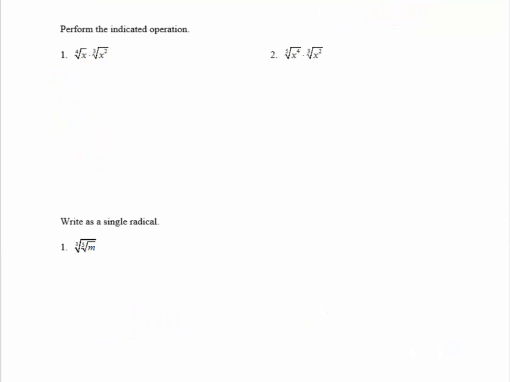Perform the indicated operation. Number 1 says the 4th root of x times the cubed root of x squared. Well, we're going to see in the next section that to be able to multiply, we have to have the same index, and we do not have the same index here. So let's go ahead and put it in rational form to see if we could use rules of exponents. So the 4th root of x is really x to the 1/4 times the cubed root of x squared is x to the 2/3. So in rational exponent form, we see that we can go ahead and put those together as long as we find a common denominator.